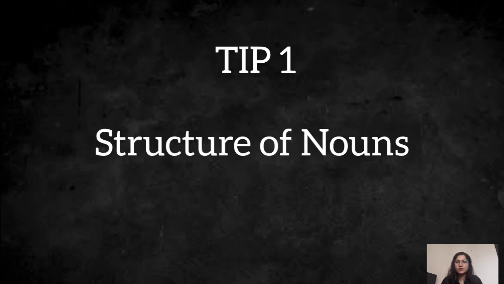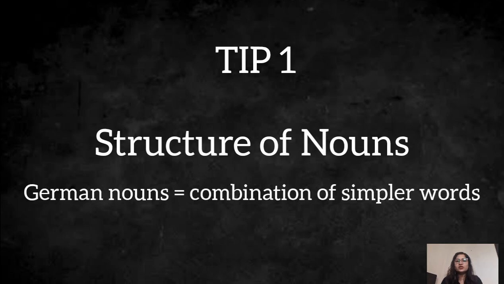Now let's start with tip number 1, the understanding of structure of nouns. So in German language, you would notice that so many German nouns are just a combination of two other words. So instead of creating a new name for every single thing, Germans like to use the existing words to combine them and form a new name for another object.